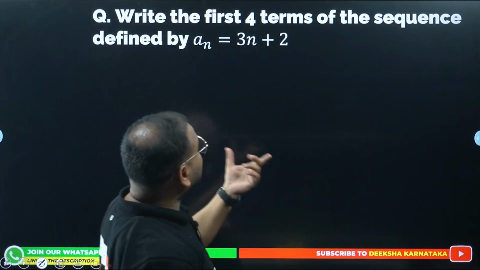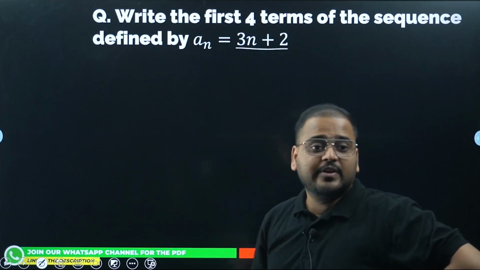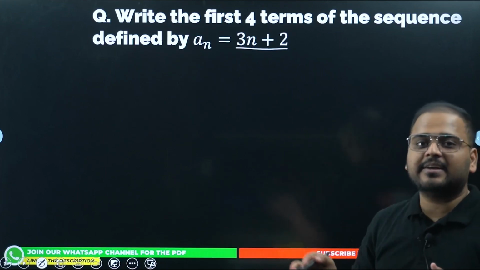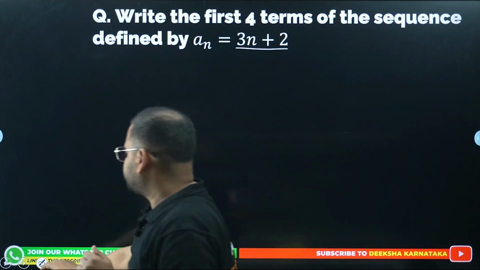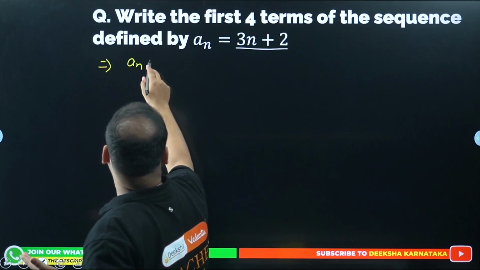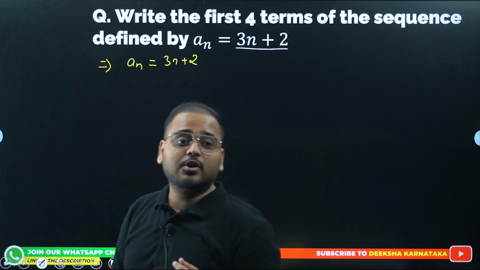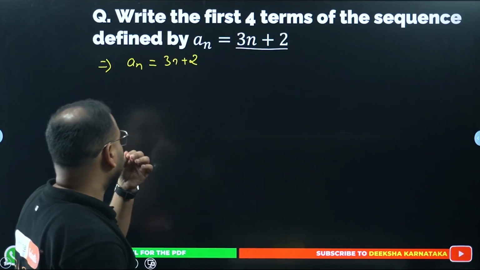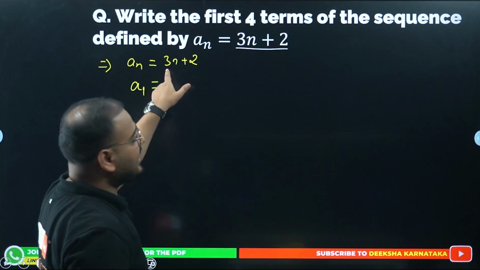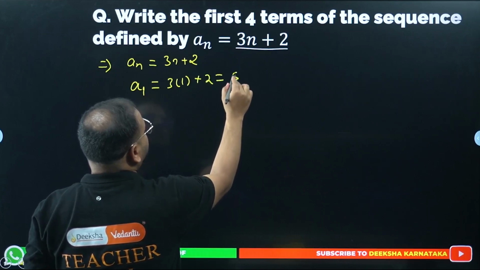Okay, write the first 4 terms of the sequence. Over here, they have given the nth term, 3n plus 2. Now we will write the first 4 terms and check whether the terms that we are getting form an arithmetic sequence or not. What does the an represent? It is also called the nth term or general rule. The general rule is given as 3n plus 2. If I replace n by 1, wherever there is n, replaced by 1, 3 times 1 plus 2 is 5.